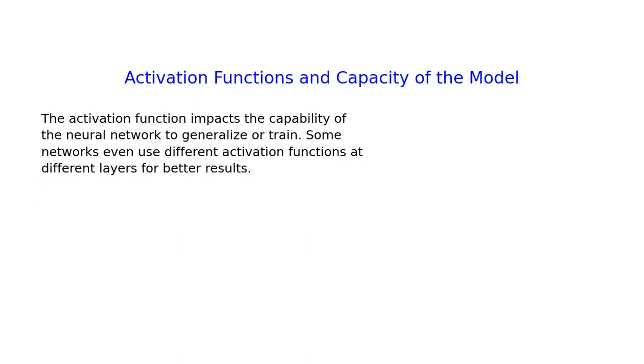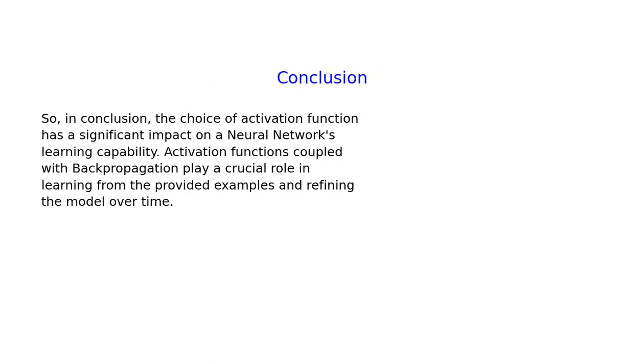The activation function impacts the capability of the neural network to generalize or train. Some networks even use different activation functions at different layers for better results. So, in conclusion, the choice of activation function has a significant impact on a neural network's learning capability.